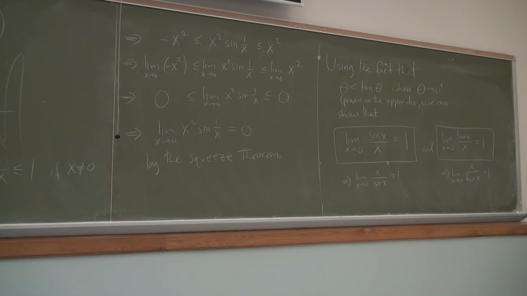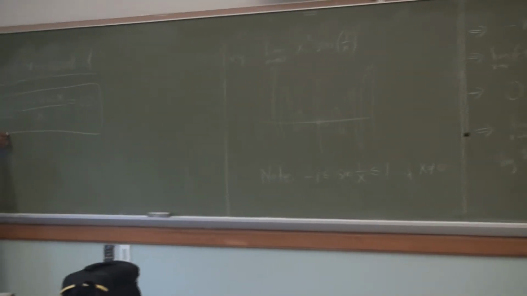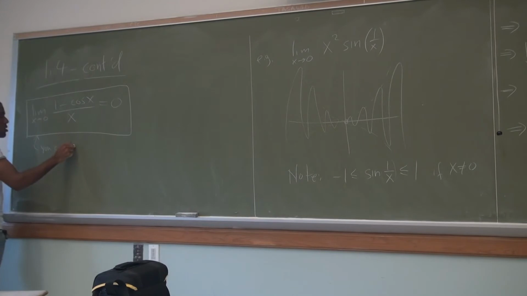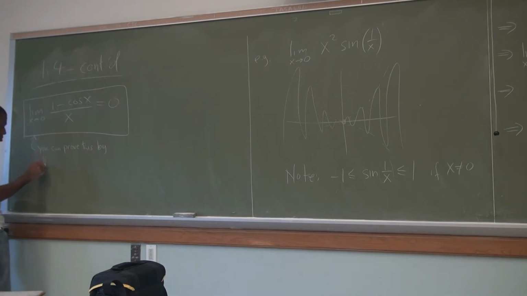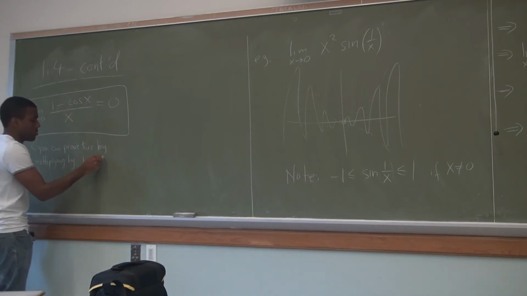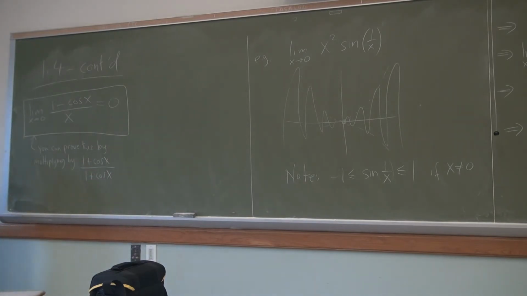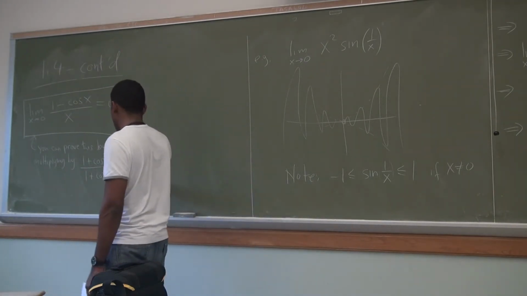Also, the limit as x approaches 0 of 1 minus cosine x over x is actually equal to 0. Of course, for x not equal to 0.